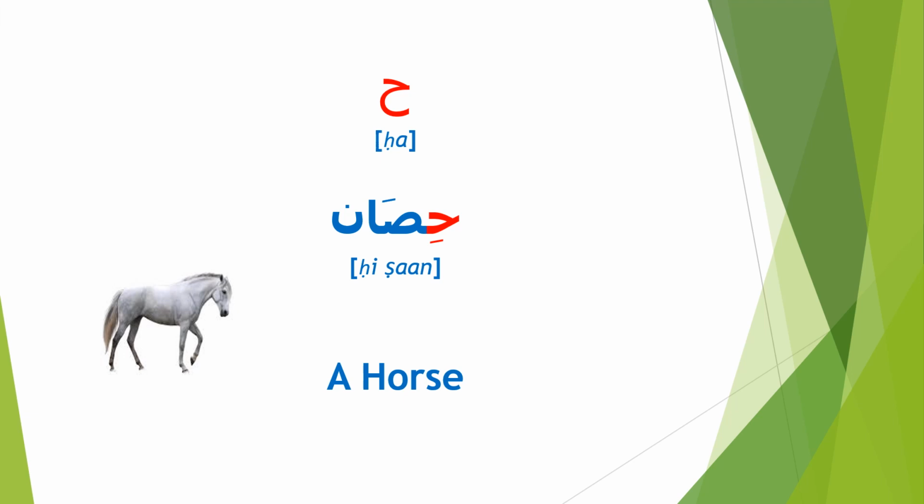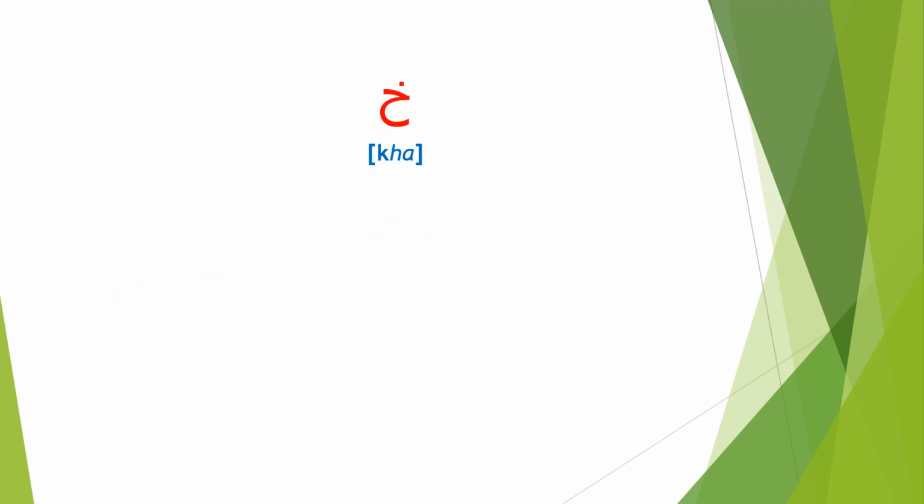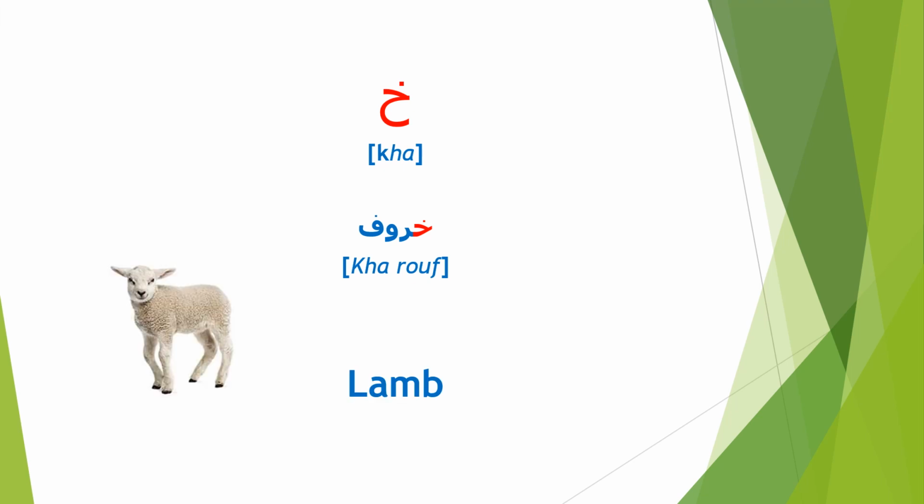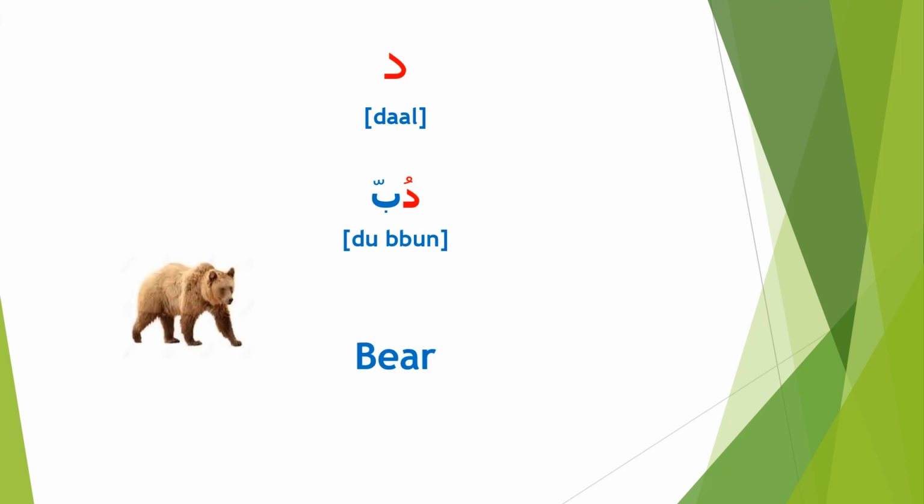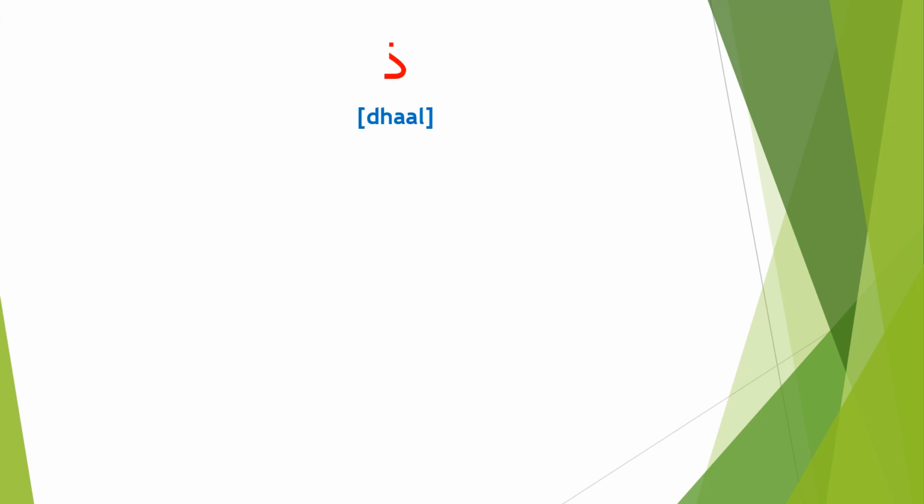Ha. Example. Hisan. A horse. Kha. Example. Kharoof. A lamb. Dal. Example. Dubbun. A bear. Dhal. Example. Dhib. Wolf.